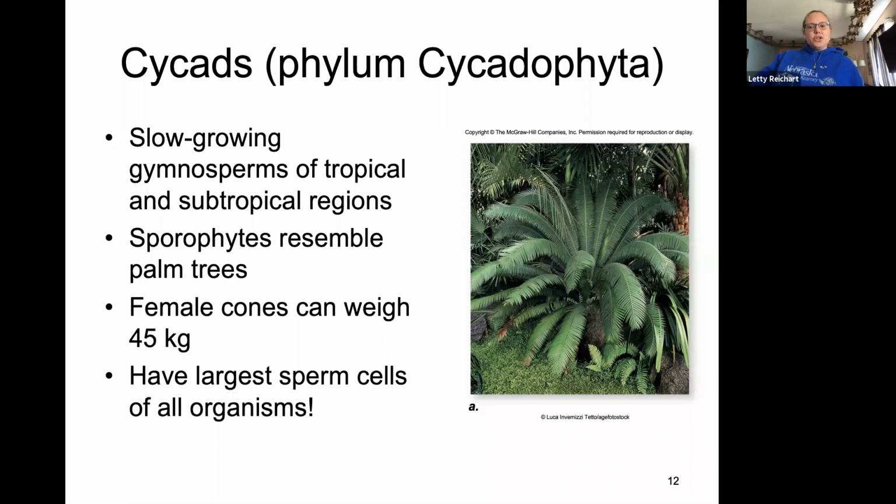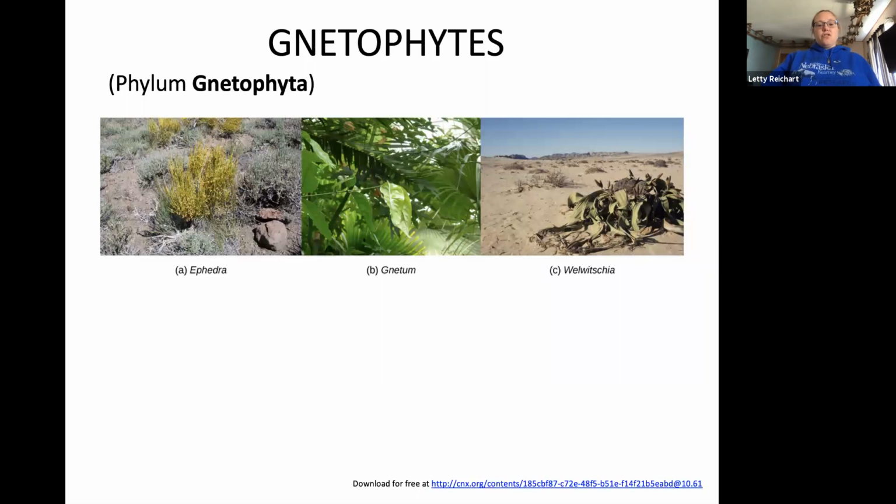The other interesting component about cycads is that they have the largest sperm cells of all organisms. So, just in case you needed that for your trivia night, okay? These guys have the largest sperm cells of all organisms. Many of the cycads also are fertilized by beetles, which is also interesting because many of the gymnosperms are wind-pollinated. So kind of interesting, right?